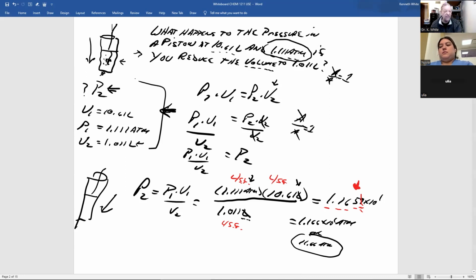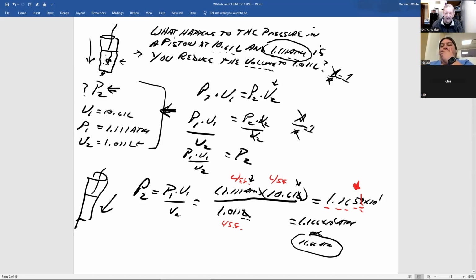So next time you happen to pump up a bicycle tire, or you happen to see a compressor in a gas station, remember, this is using Boyle's law. P1 times V1 equals P2 times V2.